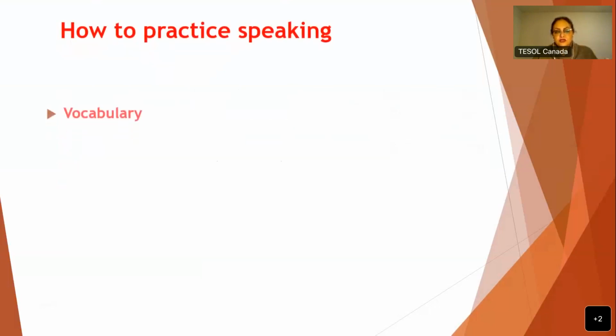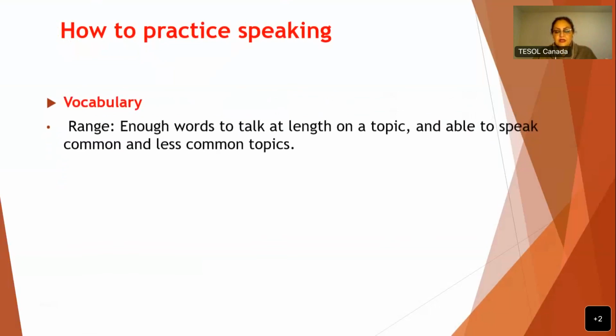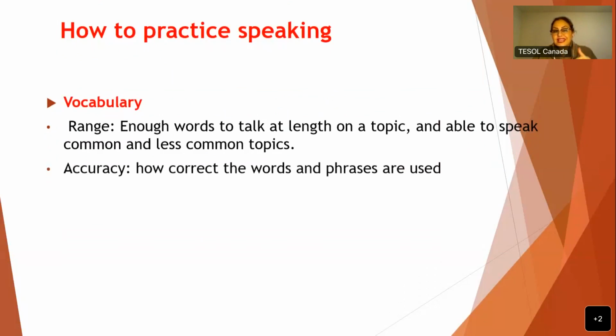What is the best way to practice speaking? It's good for students, while they are learning vocabulary, to learn the synonyms and appropriate words for each context. So they have enough words to talk on a topic. And it's good to use less common words, like advanced words, and to use the words or phrases correctly. They should know the different parts of speech of the words.